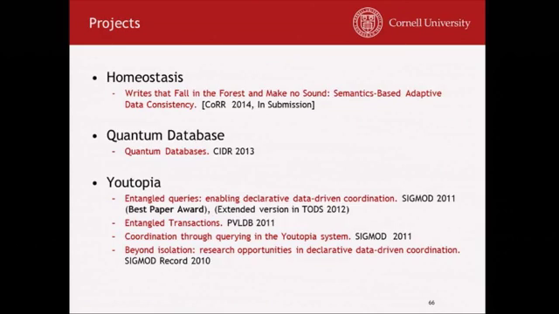So I talked about homeostasis and quantum databases today. I have also done some initial work on the Utopia project, which is about designing declarative abstractions for data-driven coordination. You may have heard of entangled queries and transactions. The key idea there is basically that with the rise of social networking, users would actually want to issue transactions which can now talk to each other and take joint decisions. And we designed abstractions which allow you to do this in a clean and efficient manner.